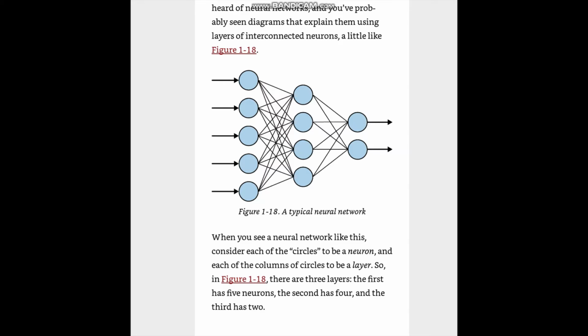These circles, which we call neurons, and each of the columns, we call layers. So in this diagram, we can see that there are three layers. The first layer has 5 neurons, the second one has 4, and the last one has 2 neurons.